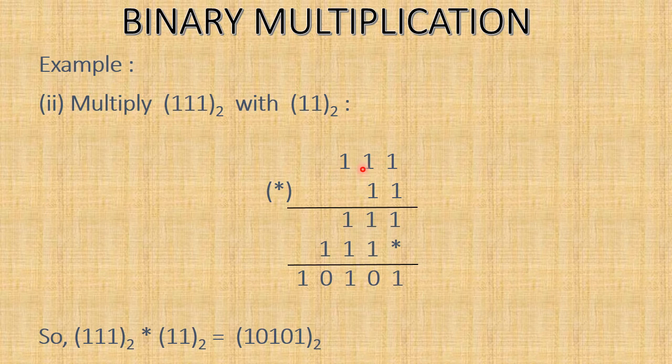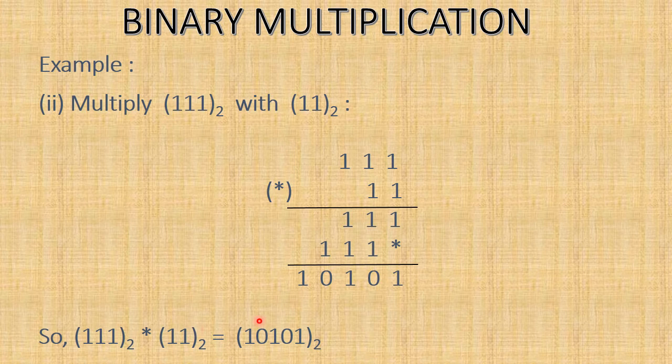Now we'll do one more example here. 111 multiplied by 11. First we will write both numbers, 111, and below this we will write 11. Now we will multiply the first number with the first digit of the second number, that is 1. So 1 into 1 is 1, 1 into 1 is 1, and 1 into 1 is 1. Now we'll multiply the first binary number with the second digit of the binary number. 1 into 1 is 1, 1 into 1 is 1, 1 into 1 is 1.